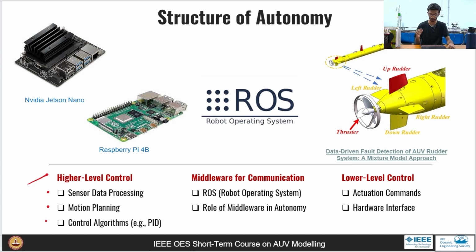On the very right side, you will notice that we have the lower level control. This includes the controls given to the thruster commands or the rudder commands. In the middle, to send the commands from the higher level control to the lower level control, you have a middleware. One of the popular middlewares is known as the Robot Operating System or ROS, which is completely open source and is widely used in the robotics community.